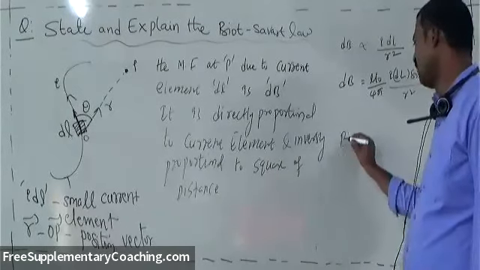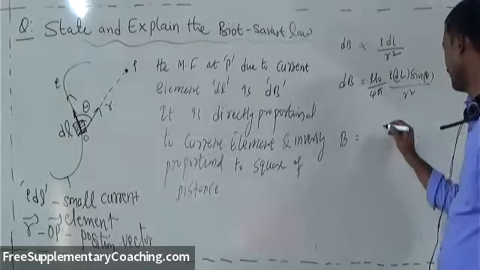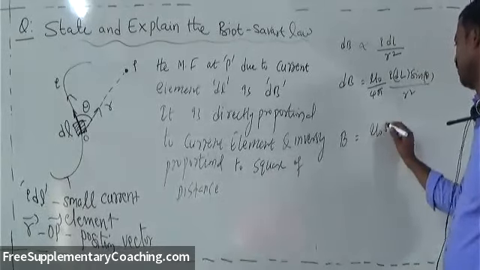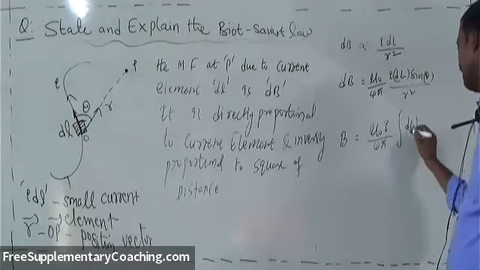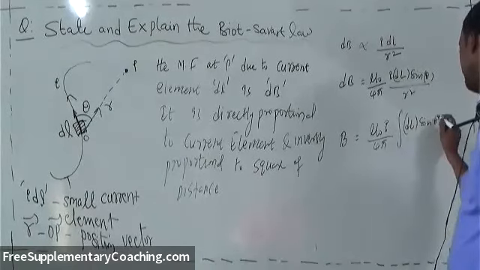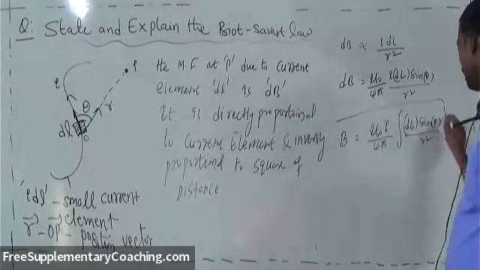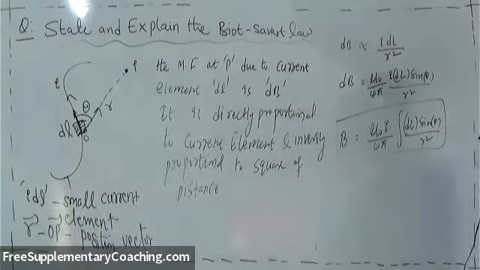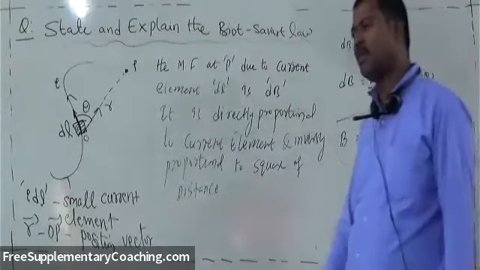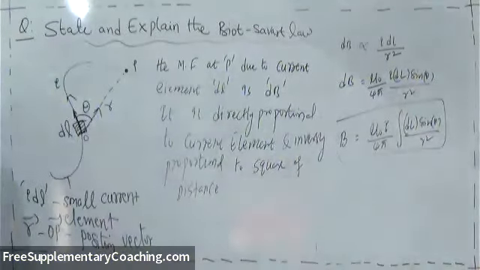A complete magnetic field is required, so we need to do integration. That is mu naught I by 4 pi, integration of dl sin theta by R square. So this is what we call the Biot and Savart law. Clear now?